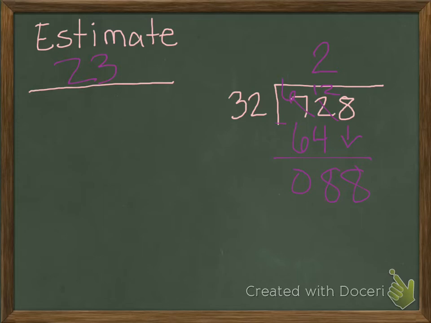32 goes into 88 2 times, which again is 64. We subtract. 8 minus 4 is 4. 8 minus 6 is 2. Therefore, the remainder is 24. So your answer is 22, remainder 24.